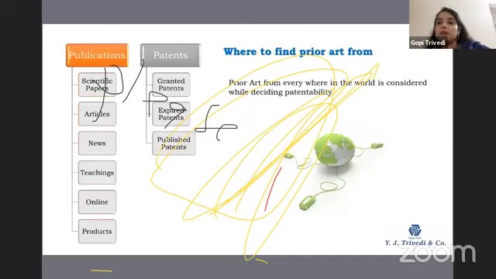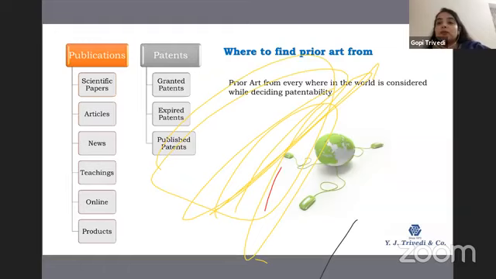Okay, now when I'm finding the prior art, where would I go? It's a big world. So the prior arts are available, thankfully, on the internet in a big way. So all scientific papers, articles, news, various teaching materials in the form of text or in the form of videos, the products, etc., would help provide you the documents for the prior art.